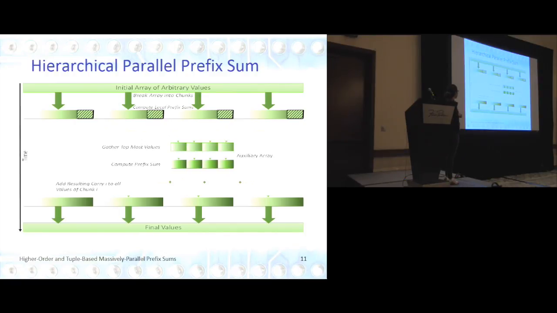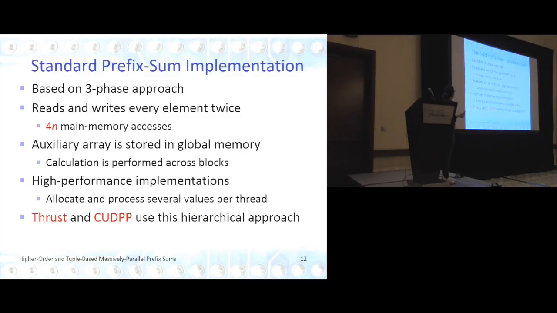In the second phase, we get the very last element of each chunk, put it in the auxiliary array, and then run the Prefix-Sum on this auxiliary array. Then in the third phase, we have to reload the result and add these elements to the corresponding chunk, and then write the result back to the main memory. So we are reading and writing data in the first phase and last phase. That implementation has 3 phases, and we are reading and writing data twice, so we have 4 main memory references.